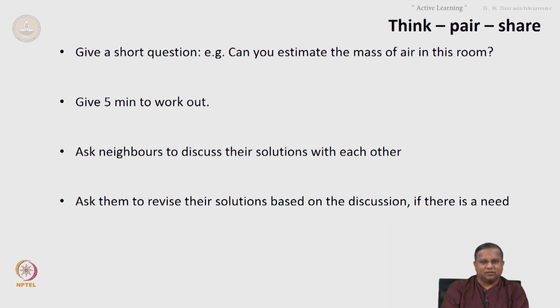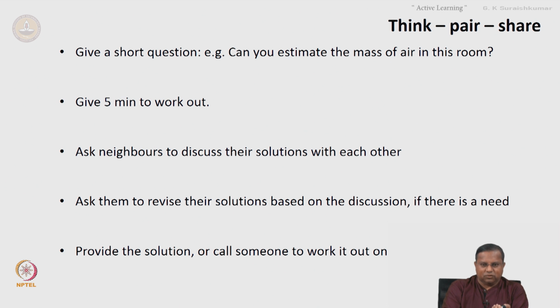The neighbors can, since they are in the process, it is very relevant. The conversations begin quite quickly, they are already tuned to the conversation, they know where they are confused, so they could ask their neighbors, and that discussion can go on. Ask them to revise the solution based on the discussions if there is a need, and finally you could either provide the solution or call someone to work it out on the board, or discuss the solution with the entire class, and so on. There are variants of this that people have done which are more effective than just this. You can look it up later. So, this is the other example.